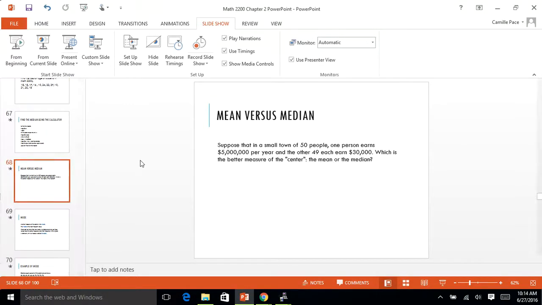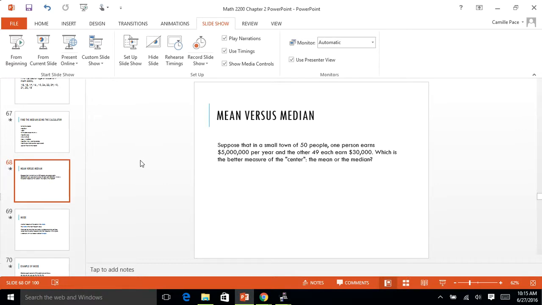All right, let's talk about an important concept. Mean versus median. So suppose that in a small town of 50 people, one person earns $500 million per year, and the other 49 earn $30,000. Which is a better measure of center, mean or median? Well, that one person who earns that much more money than the other 49 is an outlier, and they're going to skew the data. So it's so much more important to use the median than the mean.